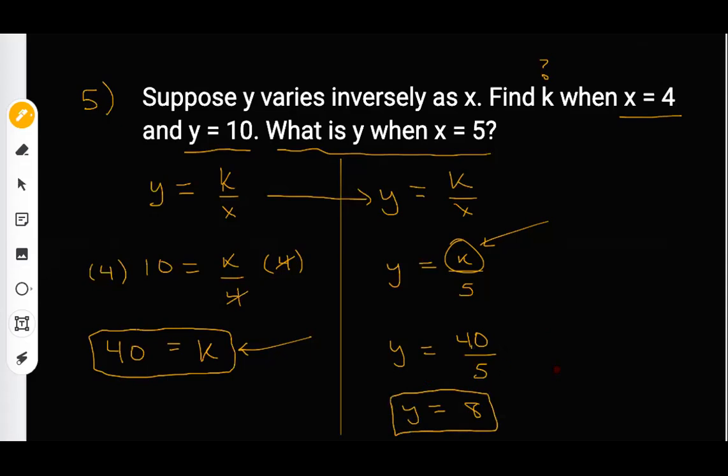So for any one of these questions, you're starting off with a formula and you're plugging in two pieces of information to find the third piece of information. And you can do that with y, you can do that with k, and you can do that with x.